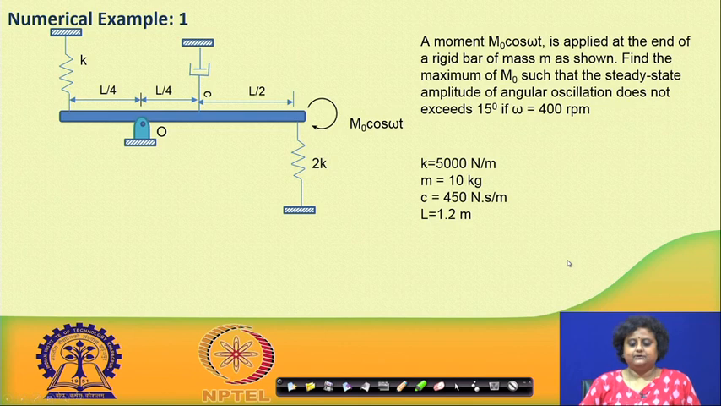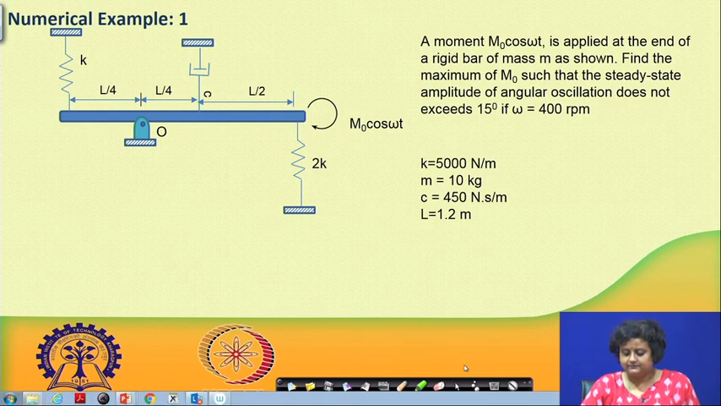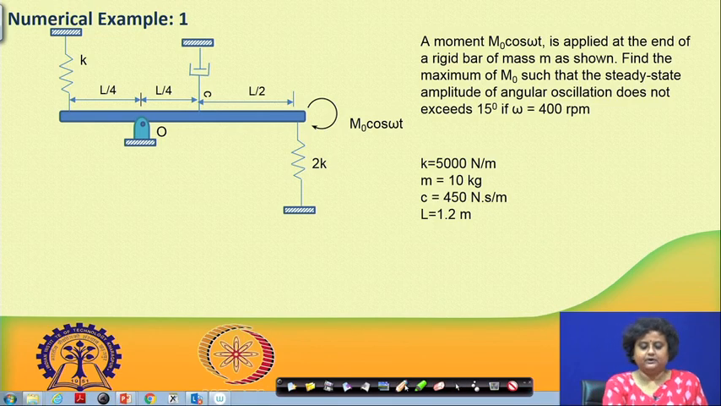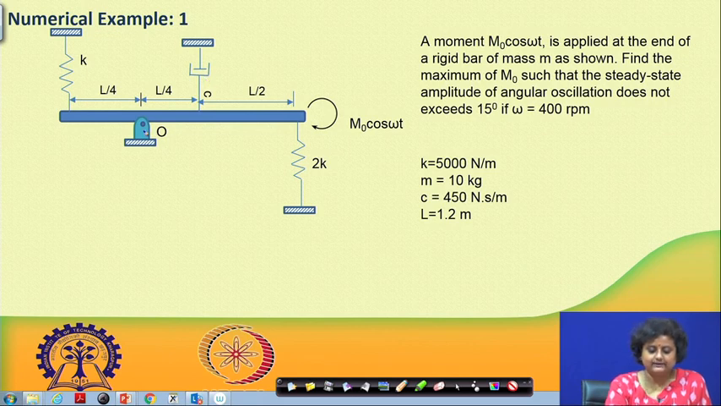So, let us take this first example. We have done a similar kind of example earlier. In this example we have the same rigid bar of mass m. This blue color bar is a rigid bar which has a uniformly distributed mass m. There is a damper, and it is pin jointed about a point O.